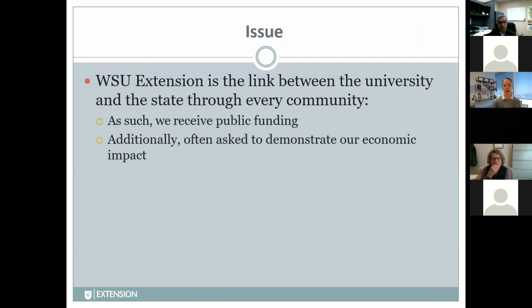This idea that we've been asked more and more at WSU Extension, that because we are a link between the university and the state through every community, we receive public funding. And people often ask us to demonstrate our economic impact. And that's kind of difficult to do because the work that we do is somewhat complex and there's a lot of moving parts to it. Extension looks very different in different counties across the state of Washington.